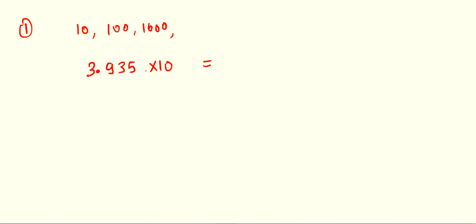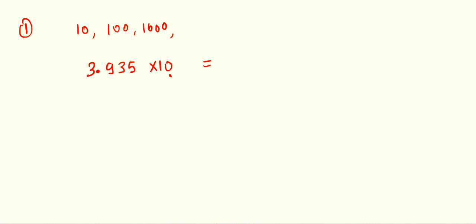Our next topic is multiplication of decimal numbers. So first, we have to multiply decimal numbers by 10, 100, 1000 and multiples of 10, just like 10,000, etc. For example, 3.935 into 10. Now in this question we are multiplying this decimal number by 10. So you are having here 1 0 only.